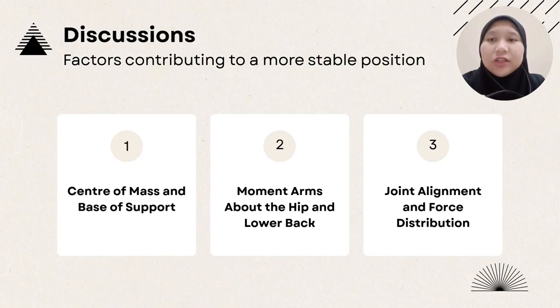One key factor is the center of mass and base of support. A deadlift position is most stable when the combined center of mass of the lifter and barbell lies directly above the base of support, which is the area between the feet. Keeping the barbell close to the body ensures that its line of action passes near the midfoot, reducing the tendency for the system to tip forward or backward.